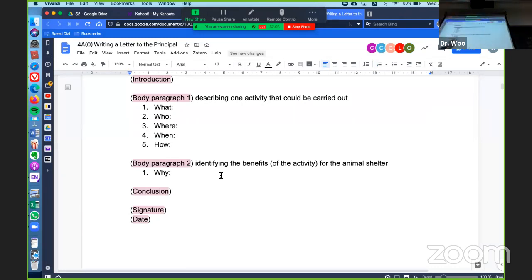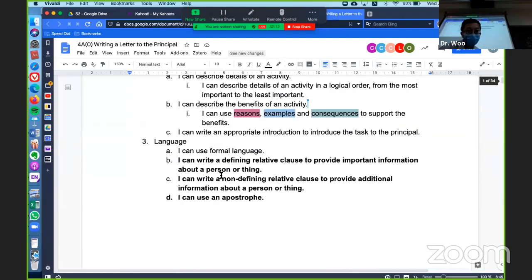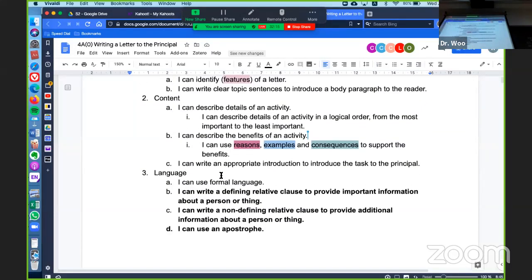Identify the benefits of the activity for the animal shelter. So, can you provide reasons? Repeat after me, reasons. And if you're going to use reasons, then you have to use words to introduce reasons, like because, since, as a result of, therefore, in this way. All of these words unlock reasons. Repeat after me, examples.